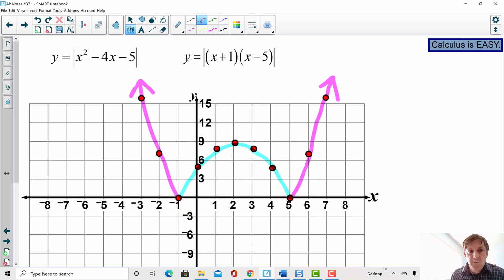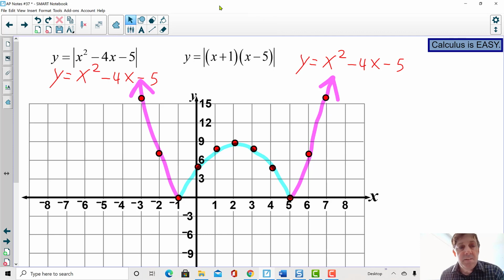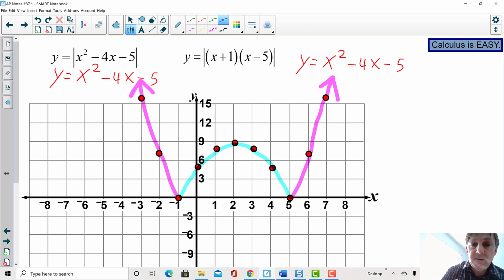Now, what I want to point out is that the pink part is just the graph of y equals x squared minus 4x minus 5. And that's because the absolute value doesn't do anything to a y value that's already positive. I also want to point out that the blue part of the graph used to be negative, but now it's all positive. So really, it's going to be the function y equals negative parentheses and then x squared minus 4x minus 5. So the blue part is the same thing as the pink. It's just reflected upside down, so we just add an extra negative in front of it.